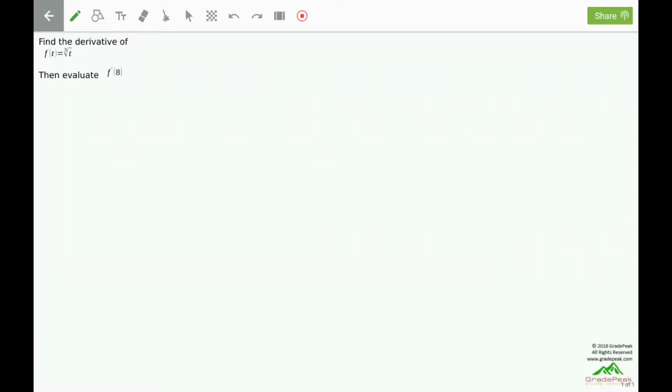Find the derivative of f of t equals the cubed root of t. Then evaluate f prime of 8. F of t involves a root, it's the cubed root of t, which can be written as a fractional exponent. T is being raised to the 1 power inside of the root, so t to the 1, and then because it's a cubed root, over 3, t to the 1/3.